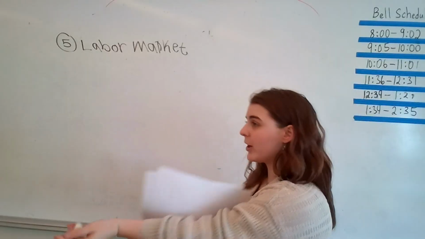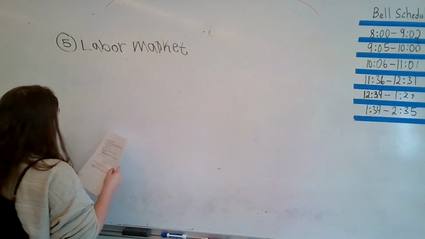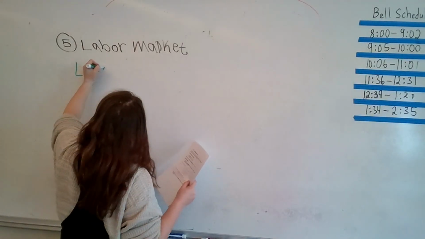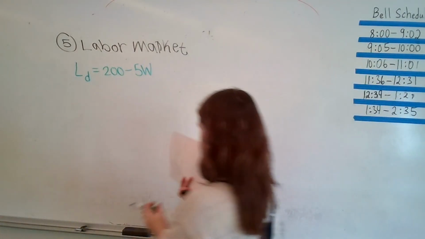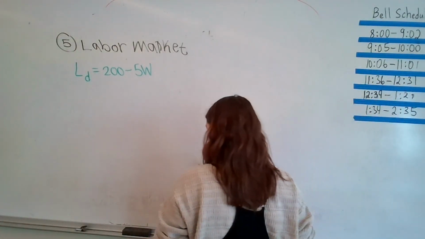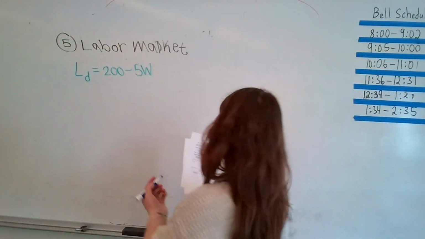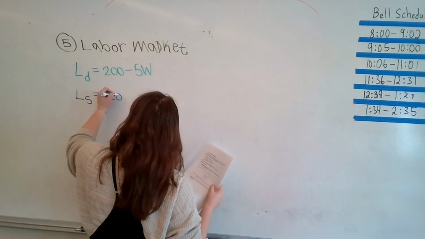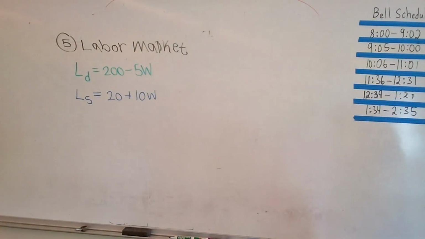In a labor market, the supply of labor is the employees themselves, and the demand for labor is how much labor employers want. So we have our labor demand of 200 minus 5W. And remember, we still have that negative slope, because if you get paid more, you want to work more. If you get paid less, you want to work less. And then our labor supply is 20 plus 10W.